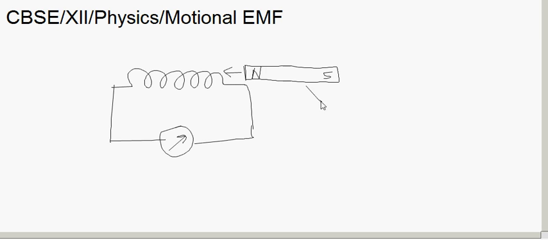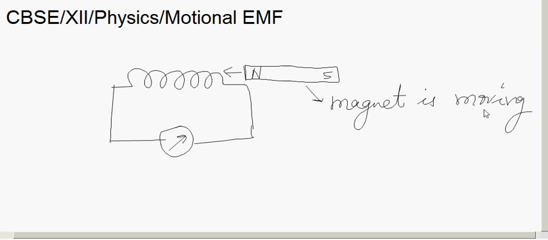Now here the magnet is moving, so the varying magnetic field is produced by the motion of the magnet. Now in case we have a stationary magnetic field or a constant uniform magnetic field, can we induce EMF? That can be done by moving a conductor. The EMF can also be induced by moving a conductor.